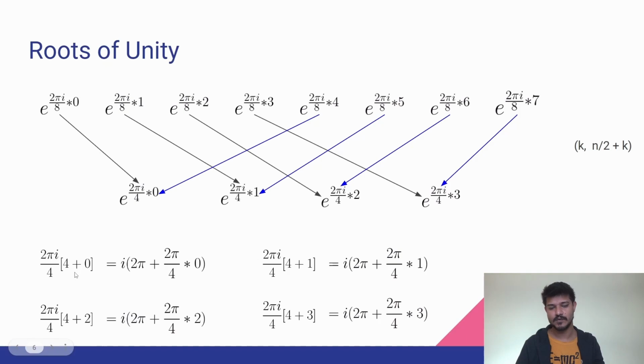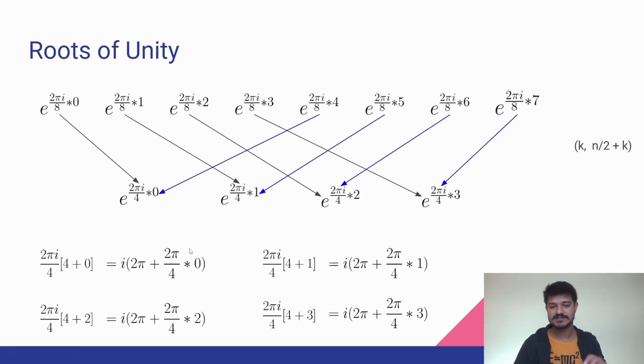Why I have written it this way is that when you multiply 2 pi by 4 with 4 and 0, you will get 2 pi plus 2 pi by 4 times 0, 2 pi by 4 times 1, 2 pi by 4 times 2, and 2 pi by 4 times 3. This is what you get, plus 2 pi, right? So just one thing, e is raised to a certain power, which is nothing but an angle. When you add 2 pi to an angle, that means 360 degrees, its value doesn't change. Theta plus 2 pi is still theta, right?